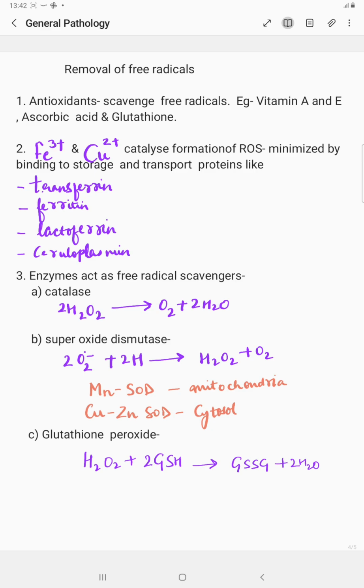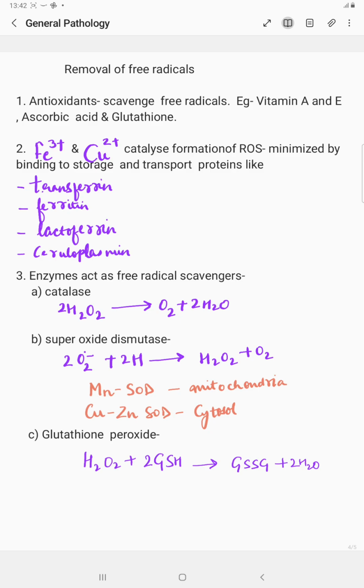Next, there are iron and copper ions which catalyze formation of reactive oxygen species. So their production can be minimized by binding them to storage and transport proteins, which does not allow them to float freely in the body. So what are these transport proteins? Like transferrin, ferritin, lactoferrin and ceruloplasmin. They keep them in bound form so that no damage is caused to the cellular membranes by production of free radicals.